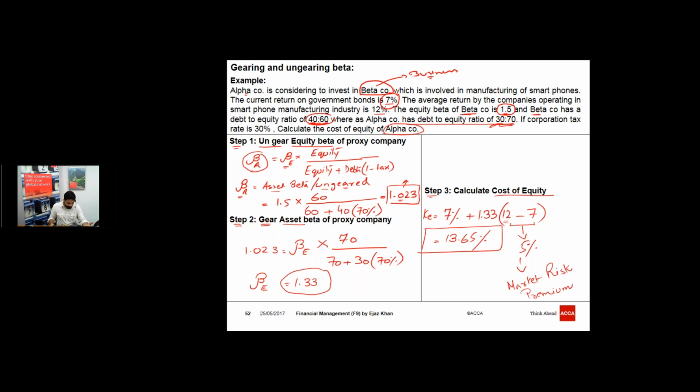Then we'll use the same formula again and convert the asset beta into equity beta, but this time we will be using the gearing ratio of the investing company, so that the investing company's financial risk is being incorporated.